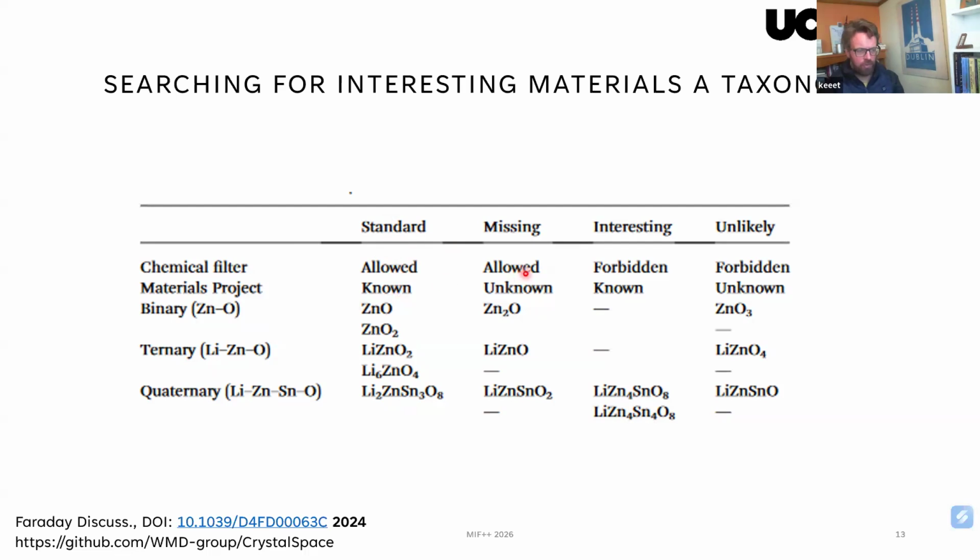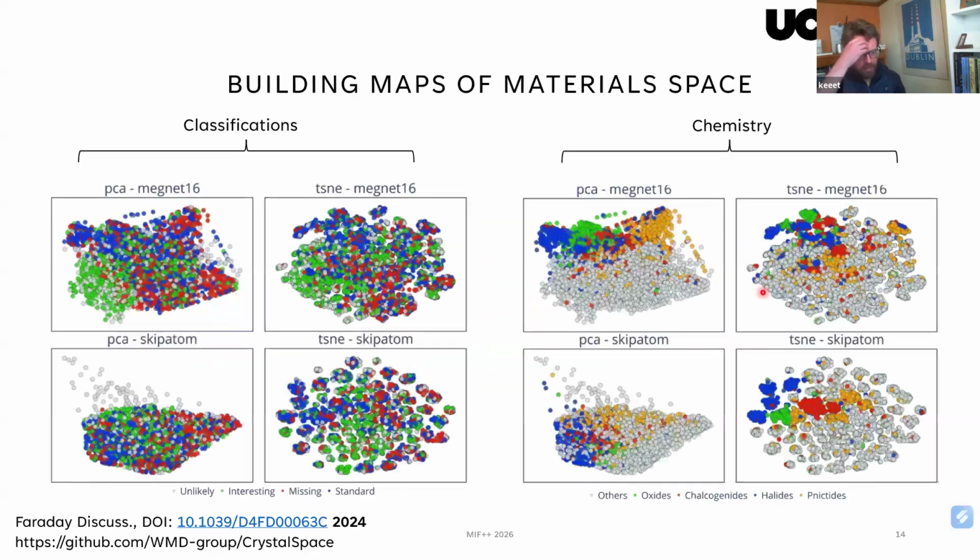We've then got missing materials, which are things that the chemical filter allows but aren't reported. Then we've got interesting, which is things that the chemical filter says are forbidden but are actually known. And then there's unlikely, which are forbidden and unknown. Using that, we can build up these maps in combination with representations. We've got skip atom here, but also the magnet representation, and different ways of doing the dimensionality reduction. It's nice because you can build up these maps and look for trends within your chemical space.